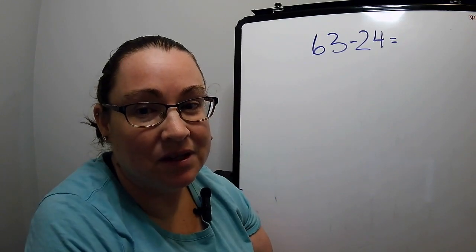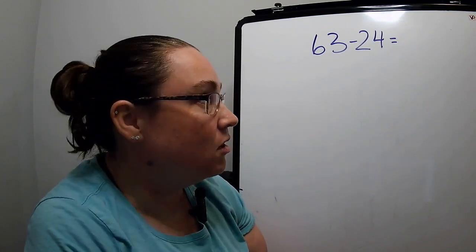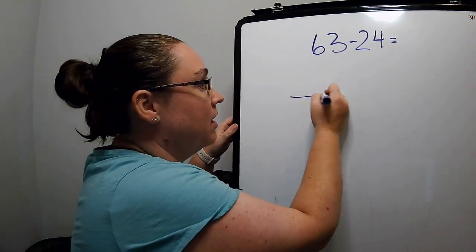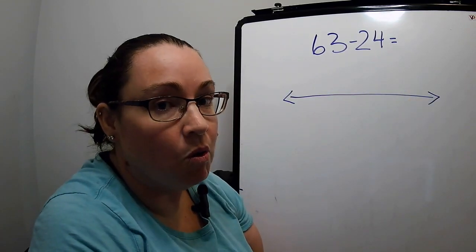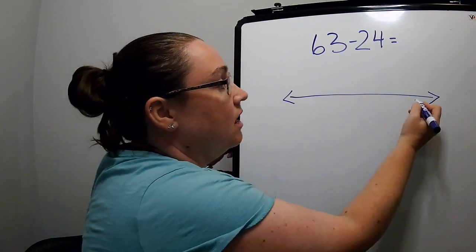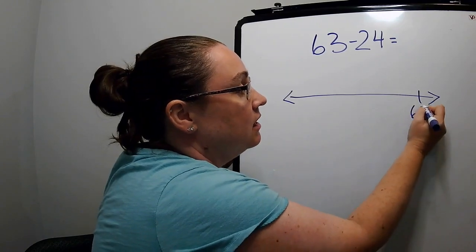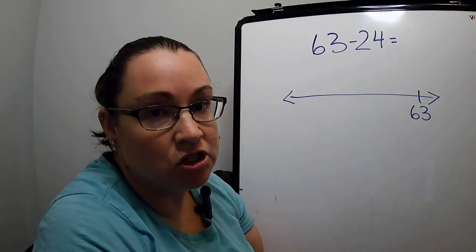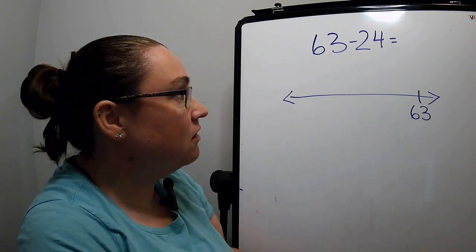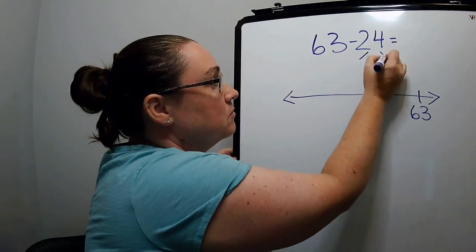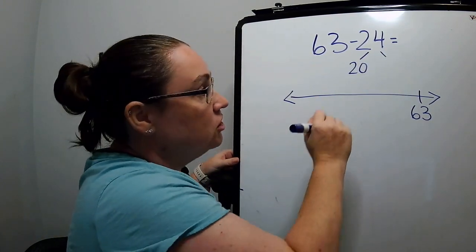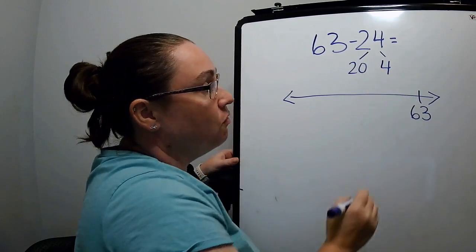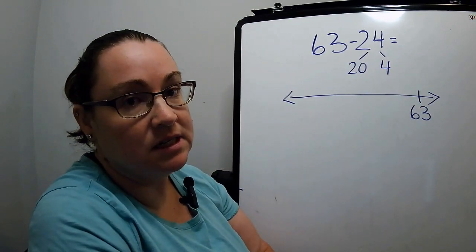Let's start with this example, 63 minus 24. I'm going to draw a number line. Then I'm going to take the whole, which is 63, and I'm going to put it on the right-hand side of the number line. Now I am ready to make my jumps. I need to make jumps of 24. I like to break apart 24 to show 20 and 4. Those are the jumps that I need to make.